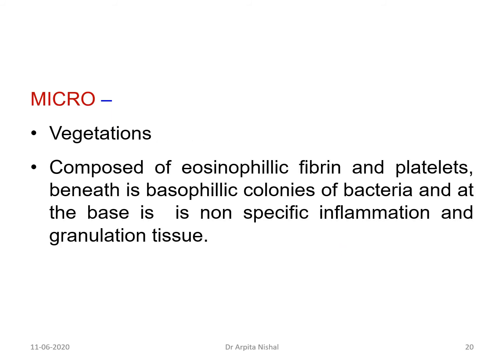Microscopically, what do we see in these vegetations? They are made up of eosinophilic fibrin and platelets. And beneath these are basophilic colonies of bacteria. And beneath, the base is formed by non-specific inflammation and granulation tissue, which with time forms fibrosis and calcification.